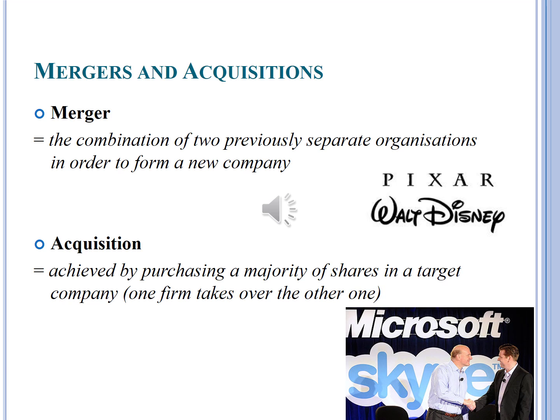Coming to mergers and acquisitions. Mergers and acquisitions are typically about the combination of two or more organizations. A merger is the combination of two previously separated organizations in order to form a new company. A very good example of this is the cooperation between Disney and Pixar, where Disney and Pixar were two separate companies before they started the cooperation.